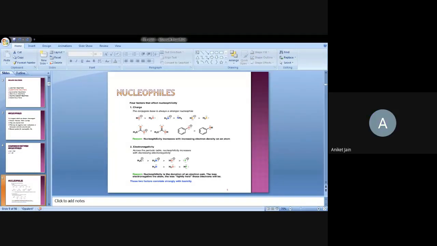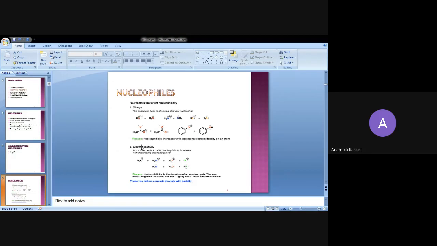Due to greater negative charge. Very good. In H2O, there is a lone pair of electrons present, but in HO minus the electron density is much more. Here we should not compare the electronegativity, because in both cases oxygen is present. In HO minus there is a negative charge on the oxygen, so the charge density is higher in HO minus than in H2O. So definitely HO minus is much more nucleophilic than H2O. Clear? Any doubt, anyone?